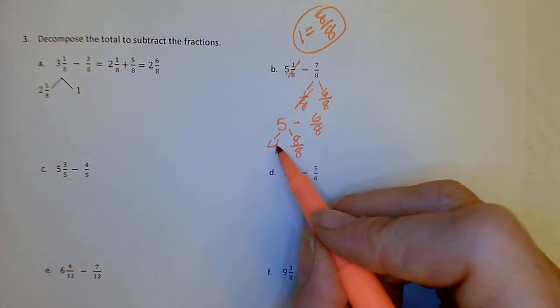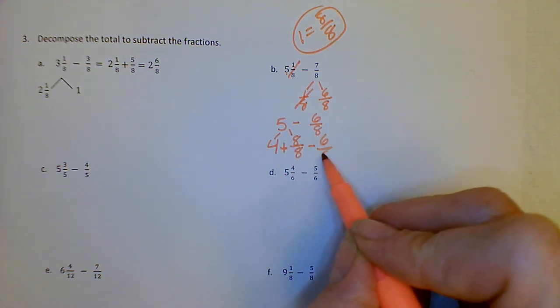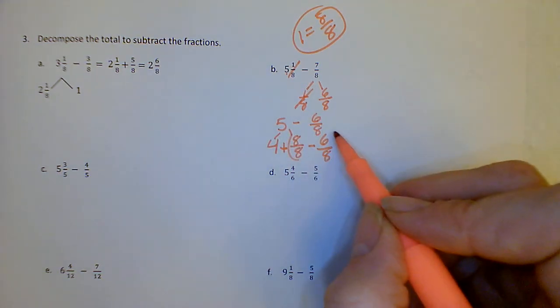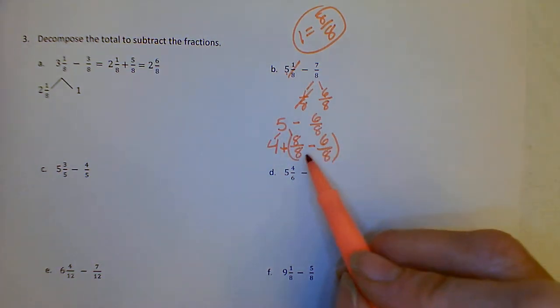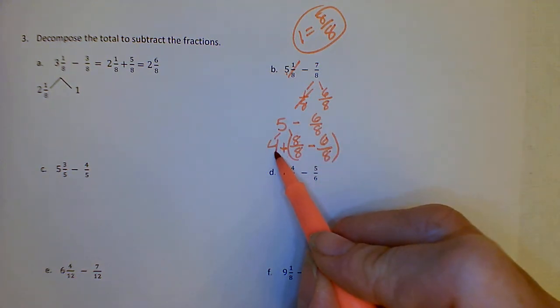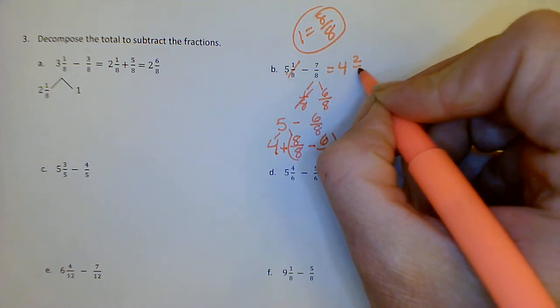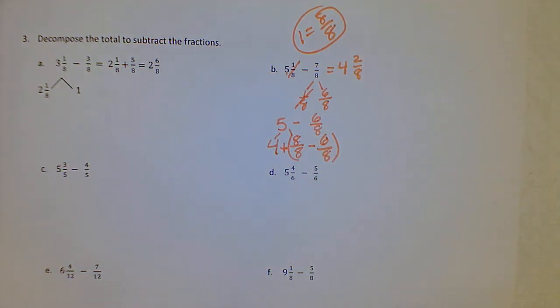Okay, so I have 4 and 8/8 minus 6/8. So let's group these, let's associate them. So what do we end up with? 8 minus 6 is 2. So we end up with 4 and 2/8. I'm going to write that up here. So now let's go ahead and let's do that vertically.